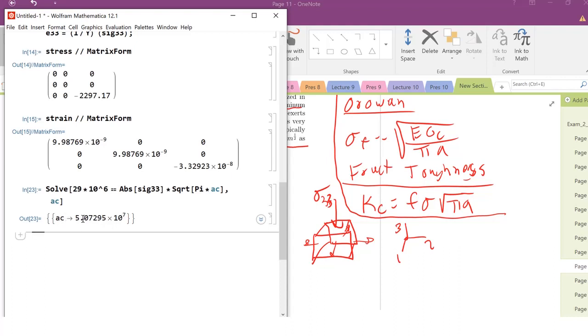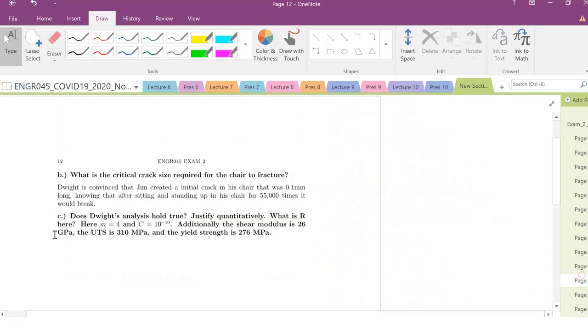So ridiculous. Basically, this material, given this stress, will eventually never crack. But again, that's our parameter. That is our a sub c, is equal to, I'm just going to copy it here. That is in meters. That's it. So we've answered this question.